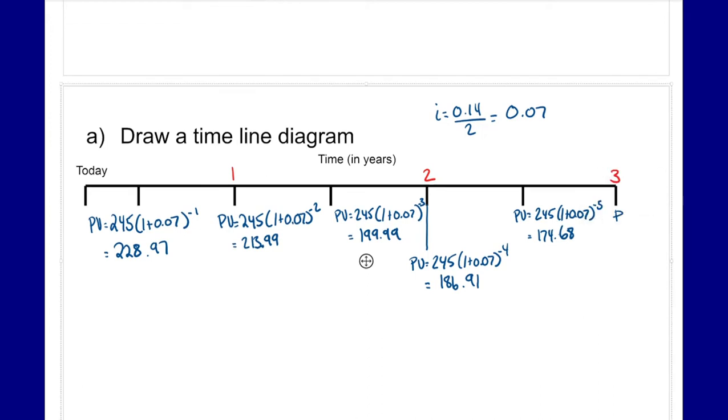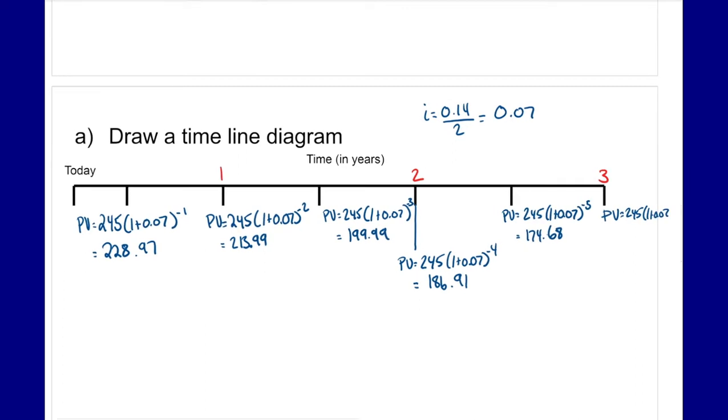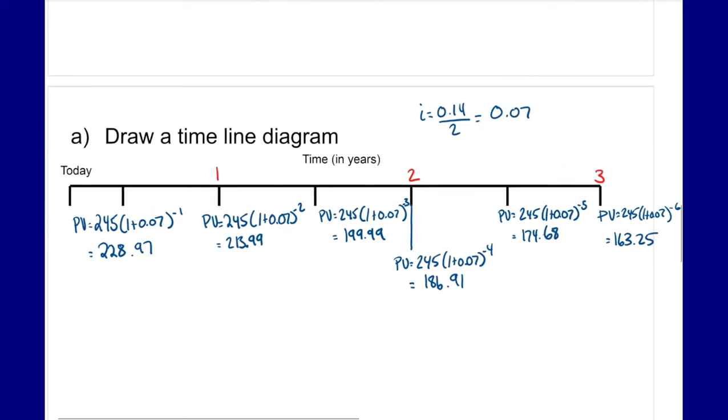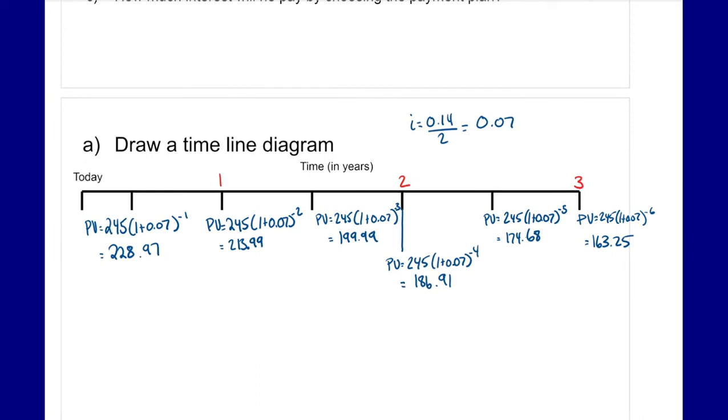So we're just trying to find the original value, and in the end, it will work out. So PV, again, last year, $245 times 1 plus 0.07 to the power of -6, because there would have been 6 compounding periods onto this year. And we get a value of 163.25. So we have all of our payments, or all the present value of each payment, in order to have that overall value of $245. So these are all the present values of what the payment was actually worth without the interest.